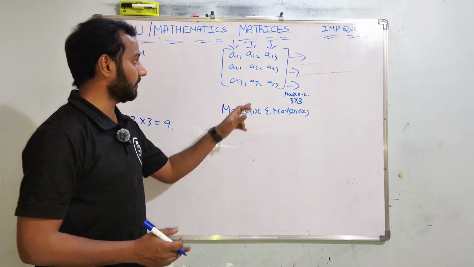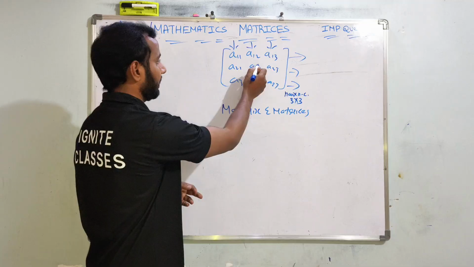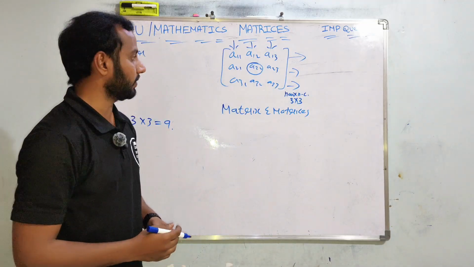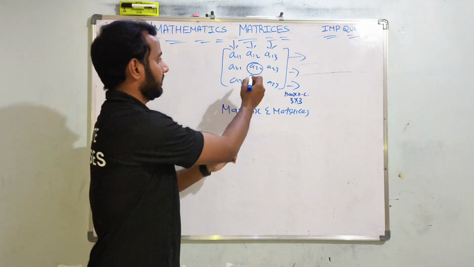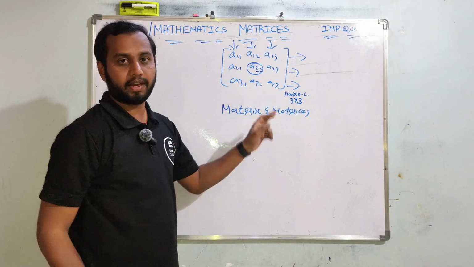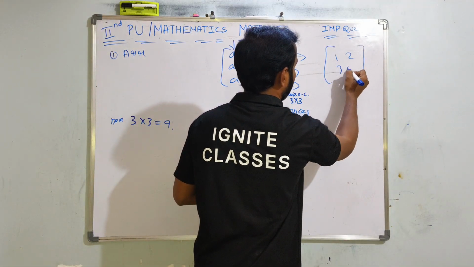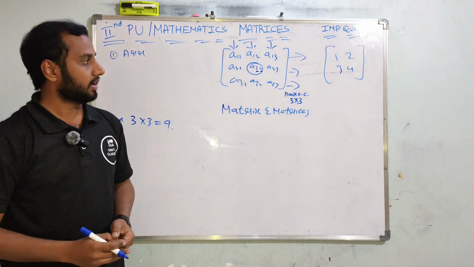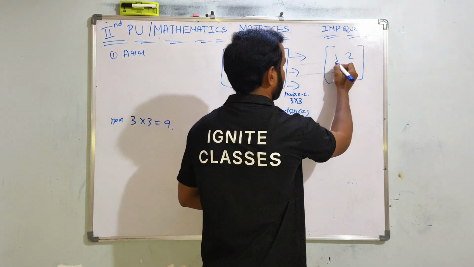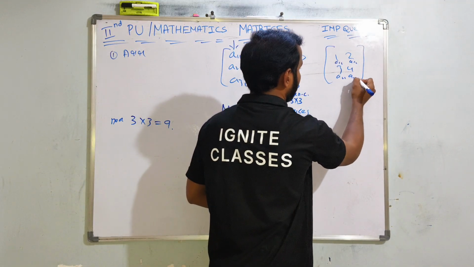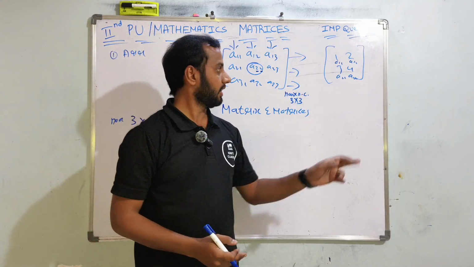Next comes the position of the element. For example, what is the address of the element A22? When we point toward the address of the element A22, then A22 is in the second row, second column. For example, if I give the matrix 1, 2, 3, 4, what is the position or address of the element 4? Then I will be calling it A11, A12, A21, A22. That is second row and second column, A22. A22 is the position of the element 4.